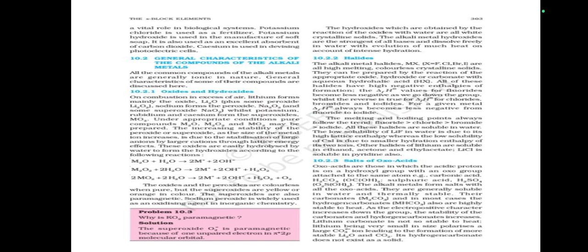Pure compounds M2O, M2O2, and MO2 may be prepared, and the increasing stability of the peroxide or superoxide as the size of the metal ion increases is due to the stabilization of large anions by larger cations through lattice energy effects. These oxides are easily hydrolyzed by water to form the hydroxides.